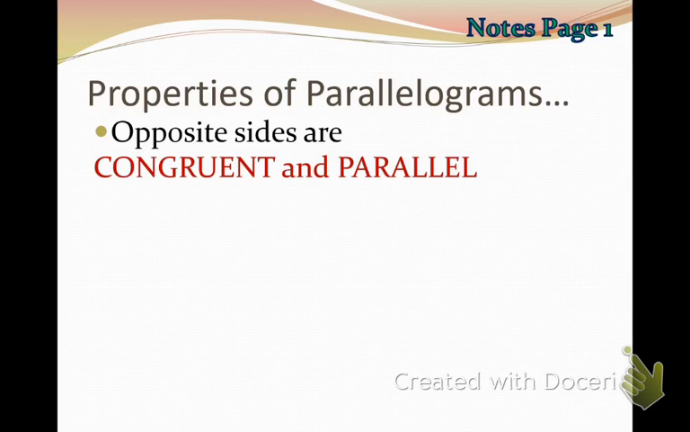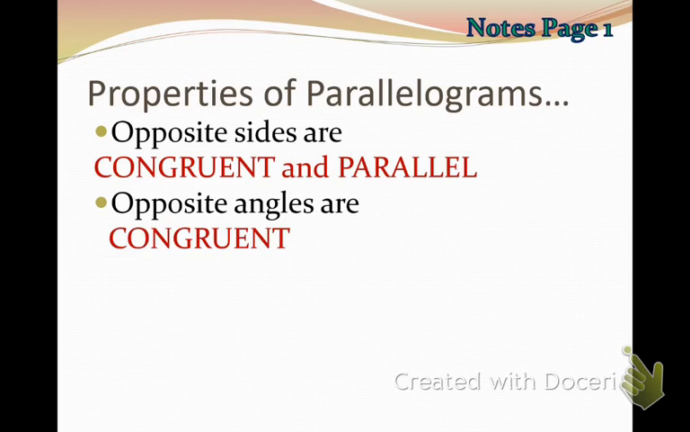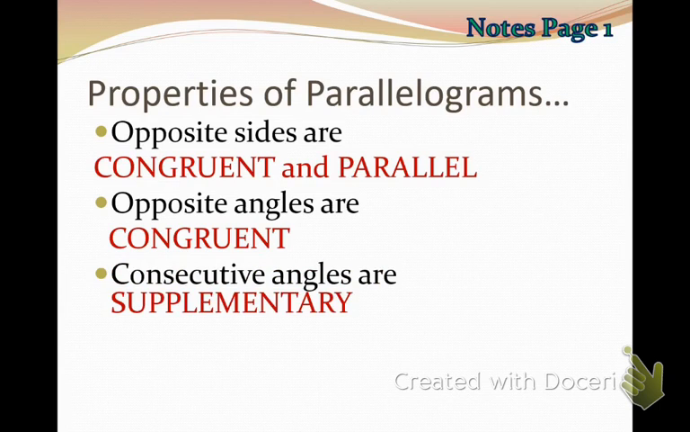The second one, opposite angles. What do we know about opposite angles? Come on up. They're congruent. If they weren't opposite, what was the other? Consecutive. They're consecutive. Okay, good. What do we know about consecutive angles? Supplementary. And then the last one.